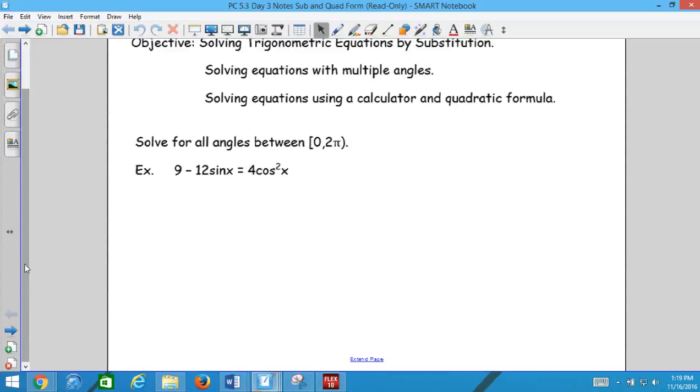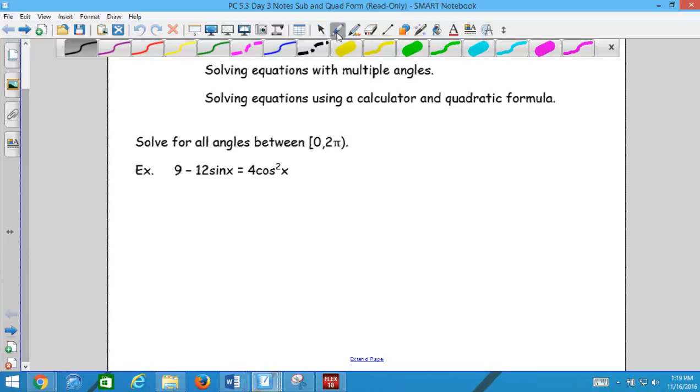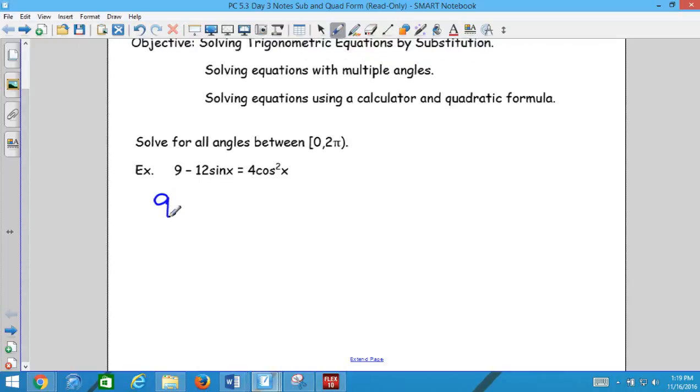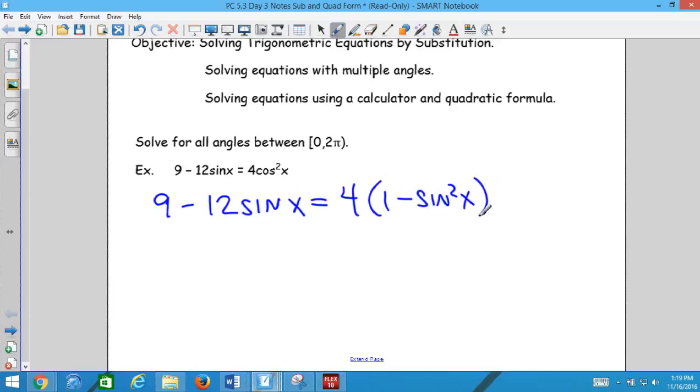Cosine squared, what is the identity I want to use? Do you remember it? Remember, cosine squared x is equal to 1 minus sine squared x. Remember that Pythagorean identity? Maybe you don't remember. Did you have a list of them? It might be helpful.